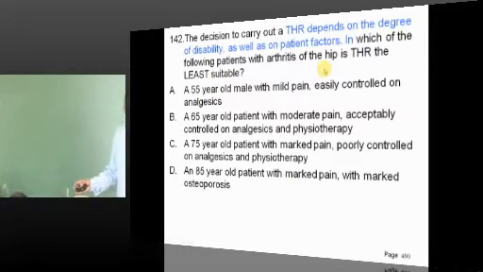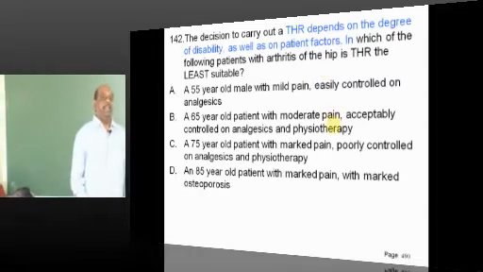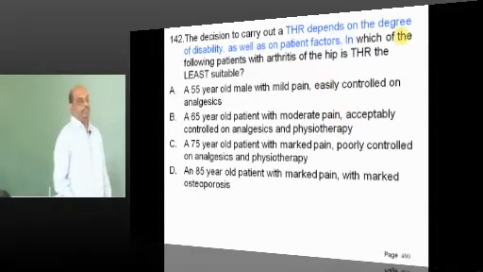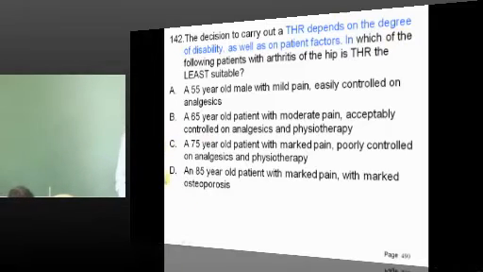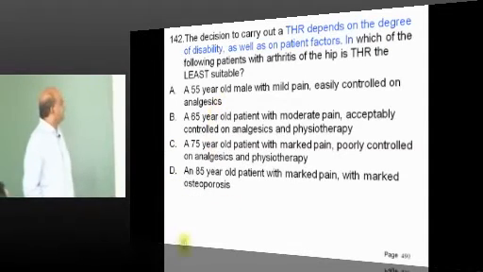Total hip replacement, doctor. Selecting the correct type of patient is a frequent MCQ in the exam. Indications for total hip replacement. Sir, D. In D also. D. No, why did you think D? Because it's an 85-year-old with severe osteoporosis, nothing is done.